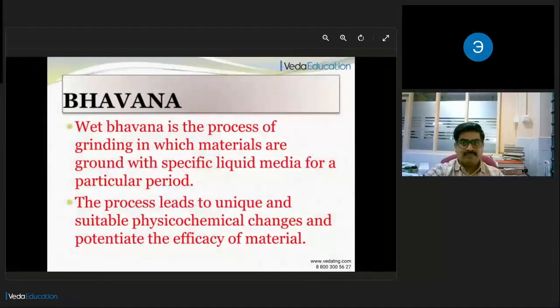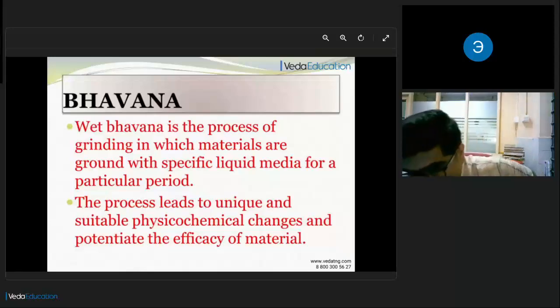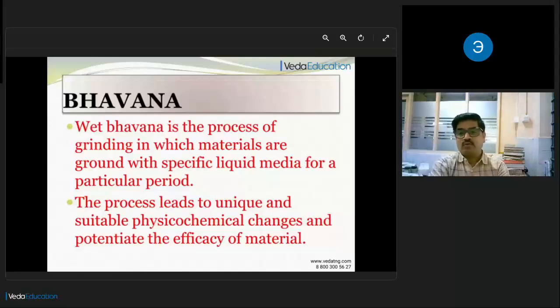Okay? So the second one is the bhavana. As we explained, the bhavana is the wet grinding. This process leads to unique and suitable physicochemical changes and potentiates the efficacy of the materials. It fortifies the mineral drugs that we use.